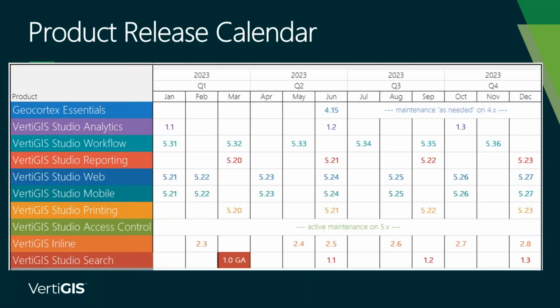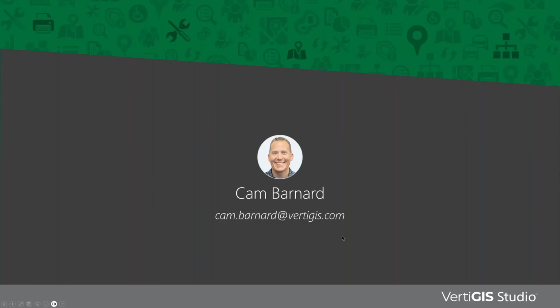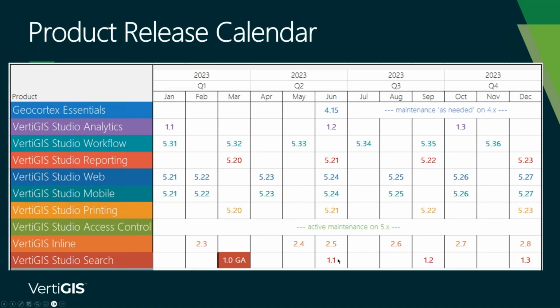What does that look like in a release calendar? It looks like this. So you can see perhaps a GeoCortex Essentials maintenance release in June. You're getting an updated version of analytics, probably pretty close to the end of the month, but also in June. Reporting and printing have small updates coming. Web and mobile next versions, which we just talked about, are coming in June. And you've also got an updated version of Inline and a new version of VertiGIS Studio Search with some improvements coming in June. So June is an action-packed month as far as releases go.